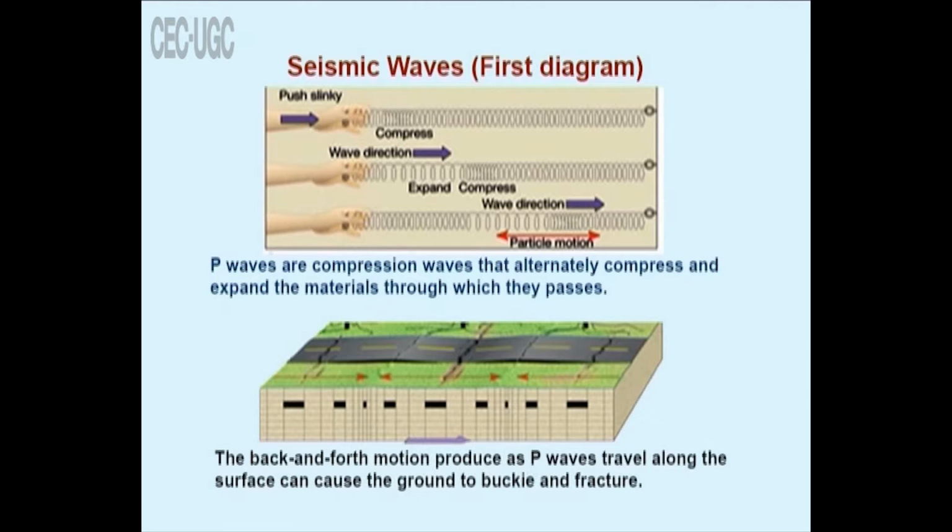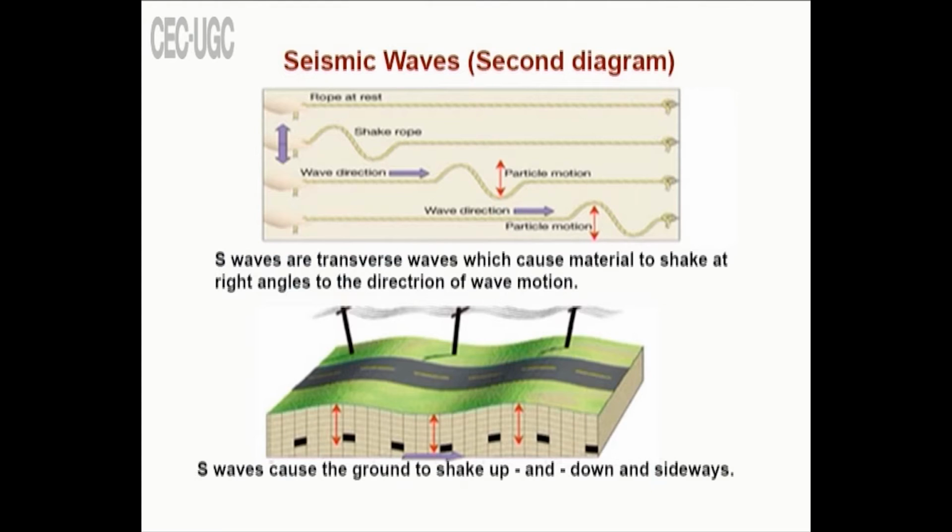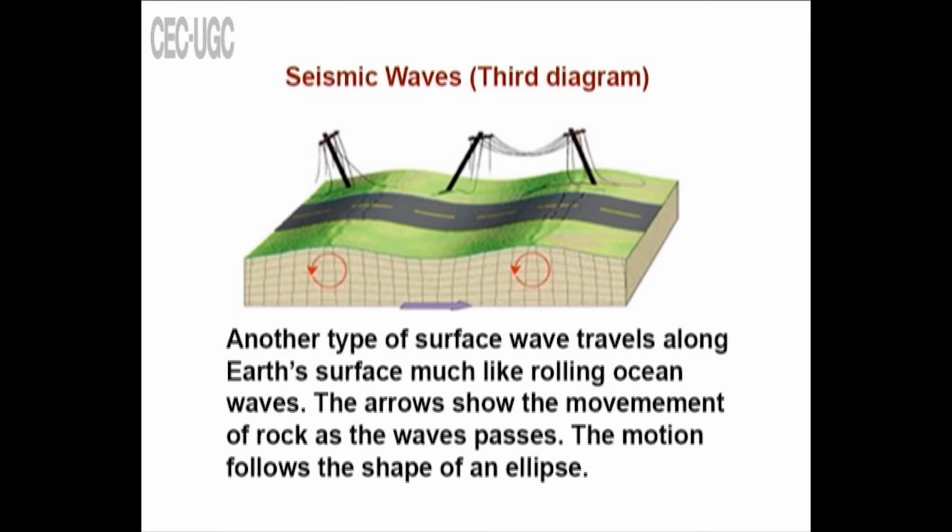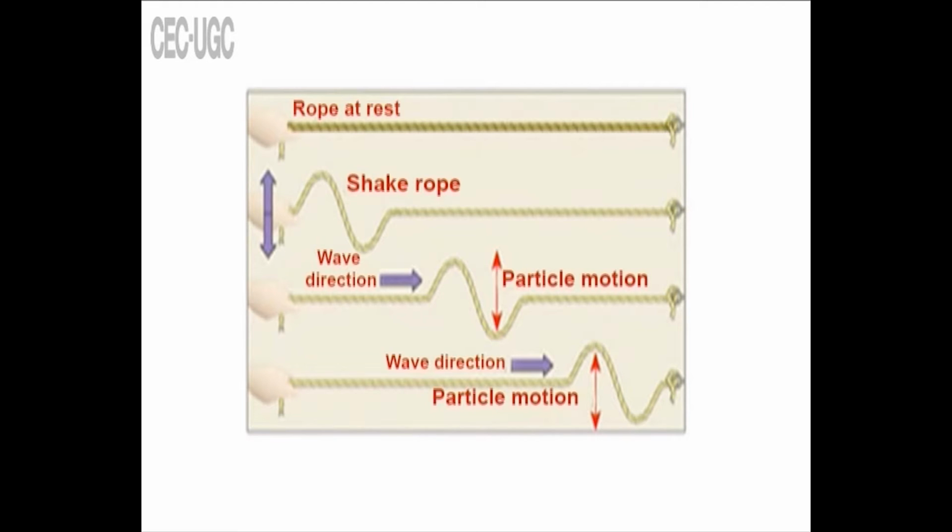So, there are 3 types of waves: primary waves, secondary waves, and L waves. Here, in this diagram, the P waves are formed during back and forth motions, and as P waves travel along the surface, they can cause the ground to buckle and fracture. Whereas in the second diagram, the ground mostly shakes up and down. During that time the S waves travel more. In the third diagram you can see another type of surface wave traveling along the earth's surface, much like rolling ocean waves, and the motion follows the shape of an ellipse. That is the way seismic waves act during earthquake times.